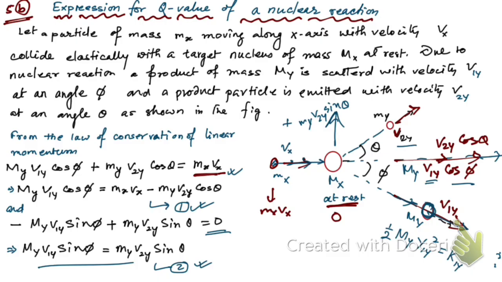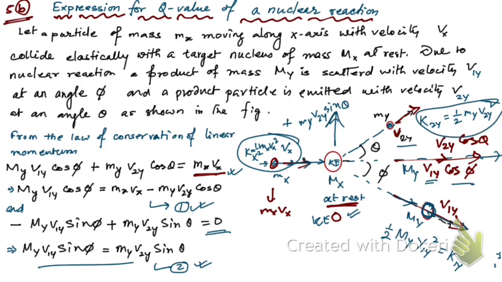Similarly, we can find the kinetic energy of this scattered particle, which is suppose k2y, which is going to be equal to half m v2y square. And the kinetic energy of the target is 0 because it is at rest initially. The kinetic energy kx is equal to half mx vx square, so we should put a half here. So this is the total kinetic energy before collision, and the total kinetic energy after collision is this one plus this one, right?